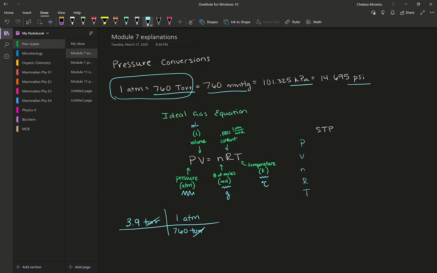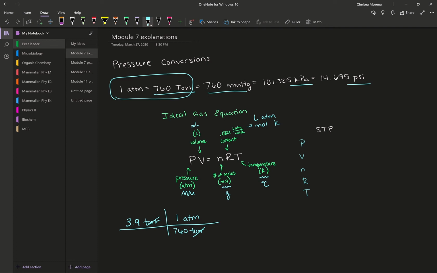And then just make sure that you're working with the units of R. You're working with liter, atmosphere, moles, and Kelvin. So make sure that these are the 4 units that you're working with for all of your other variables.